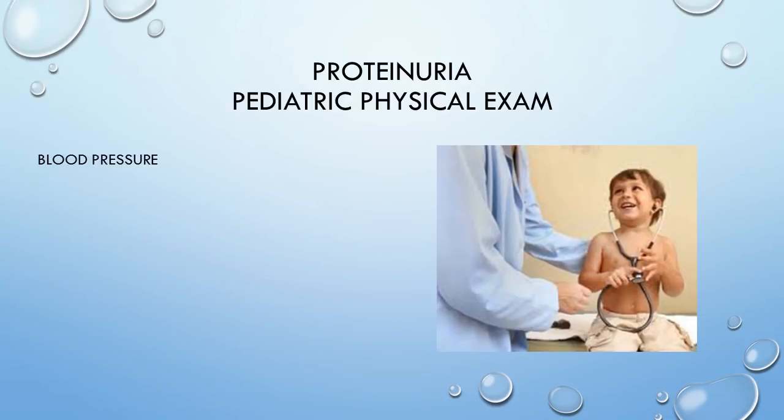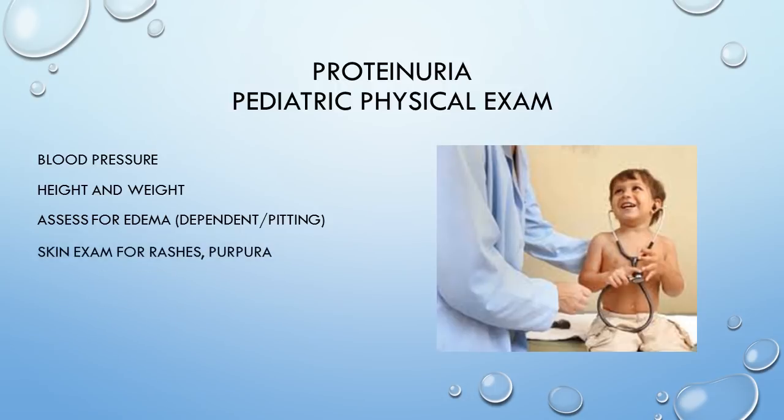For physical exam, we're going to be checking their blood pressure. And remember, we measure this on charts based on the normal ranges of what we expect for the child's age, their gender, and their height percentile. We're going to be measuring their height and weight. We'll assess for edema, especially looking in the dependent areas. Check to see if that edema is pitting.